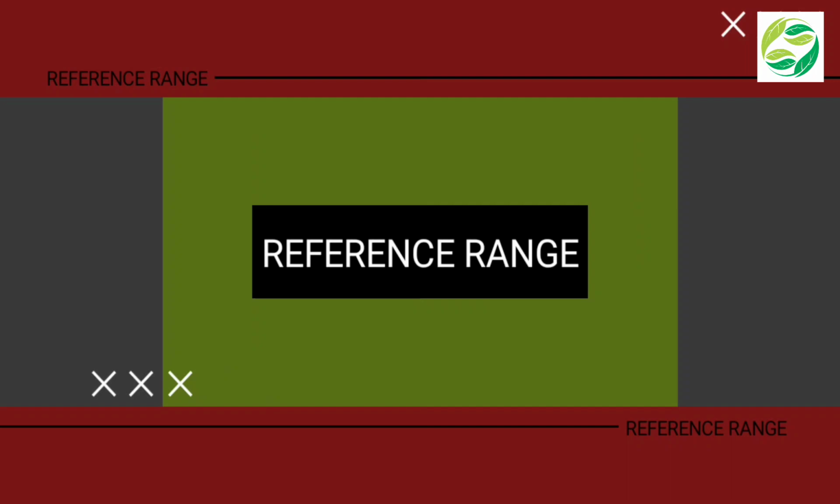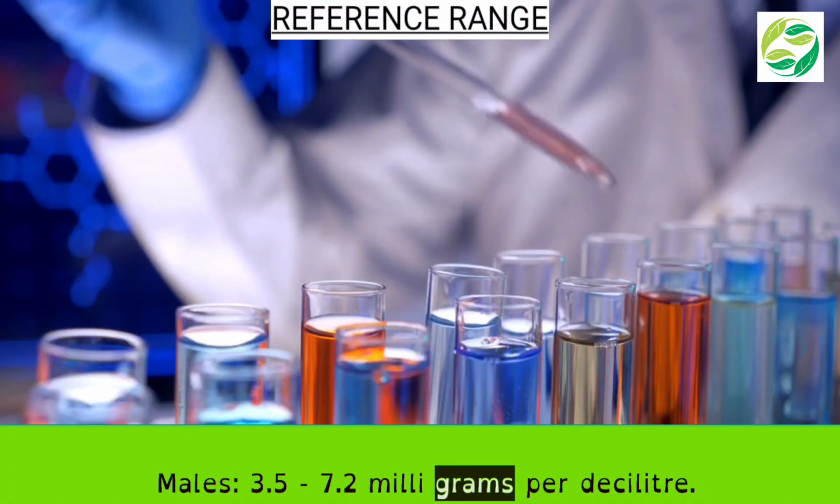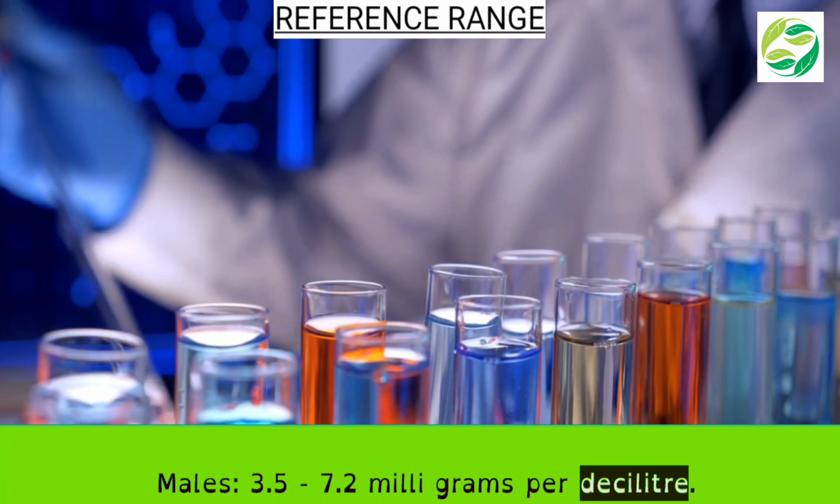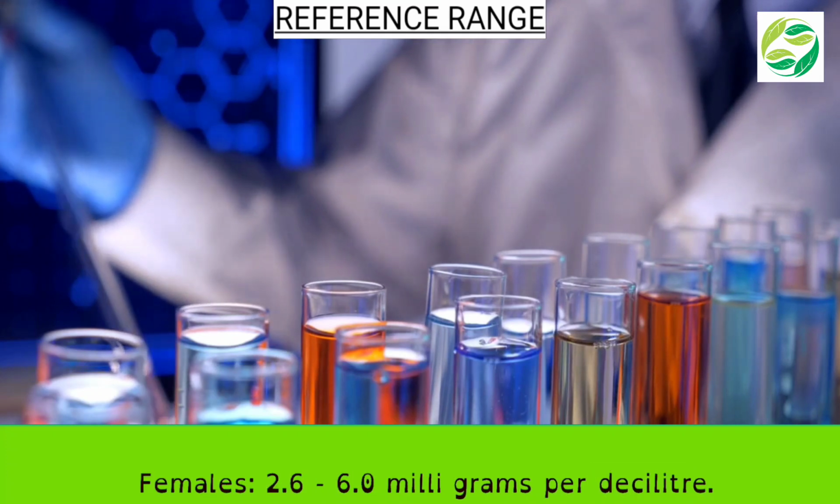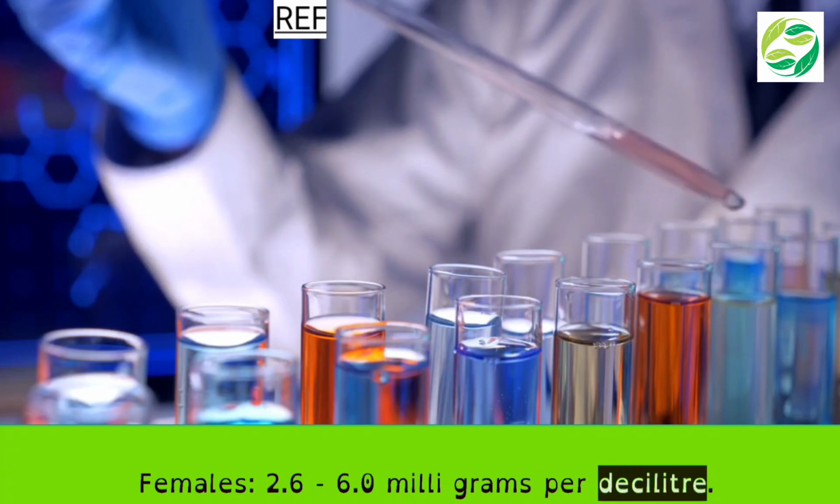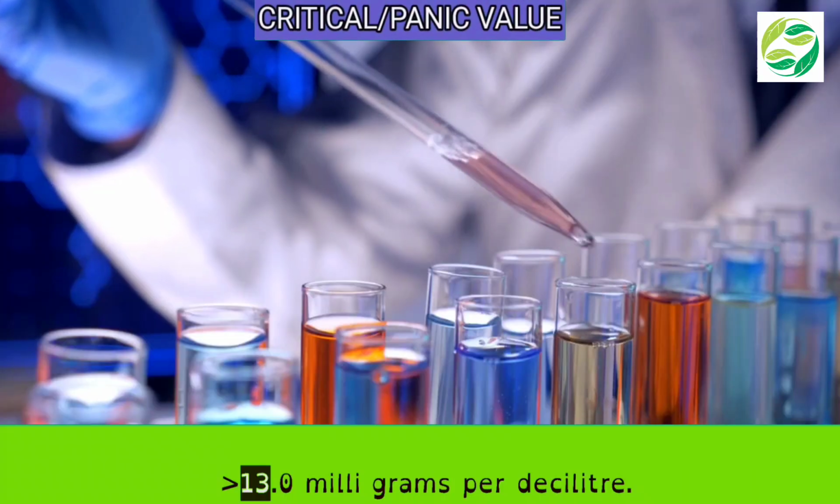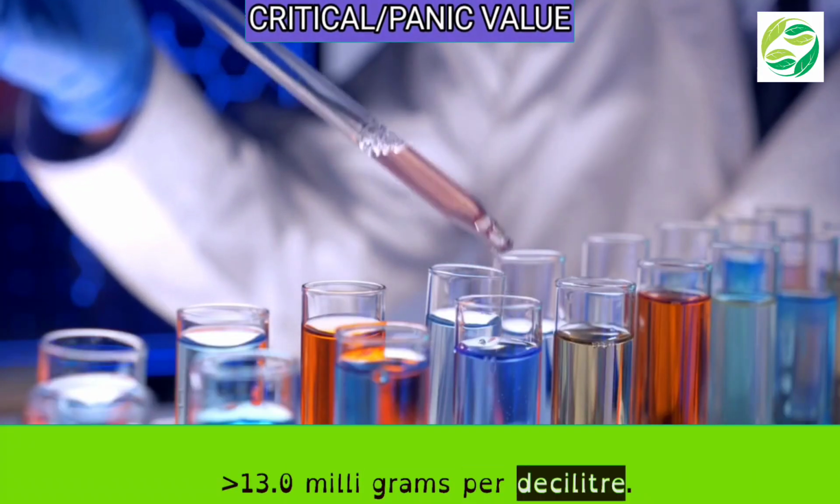Reference range. Males, 3.5 to 7.2 mg per deciliter. Females, 2.6 to 6.0 mg per deciliter. Critical panic value, 13.0 mg per deciliter.